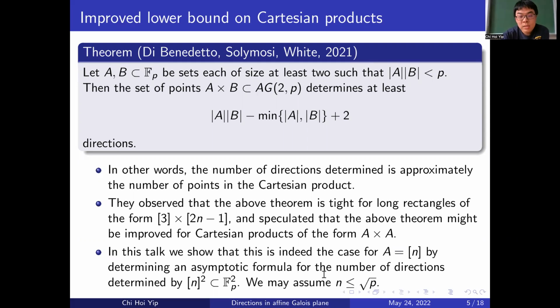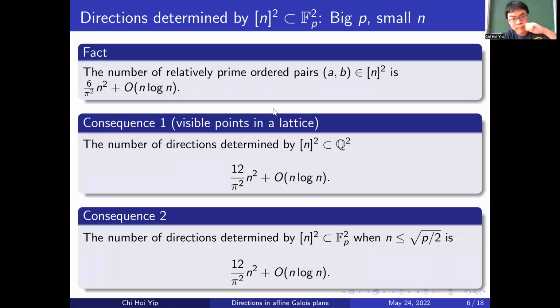Okay, so let's talk about the set of directions determined by the n by n grid. It's not hard to see that we are just estimating fractions A over B, where A and B are bounded in a certain interval. That should remind us of the classical problem of counting the number of visible points from the origin in the lattice.